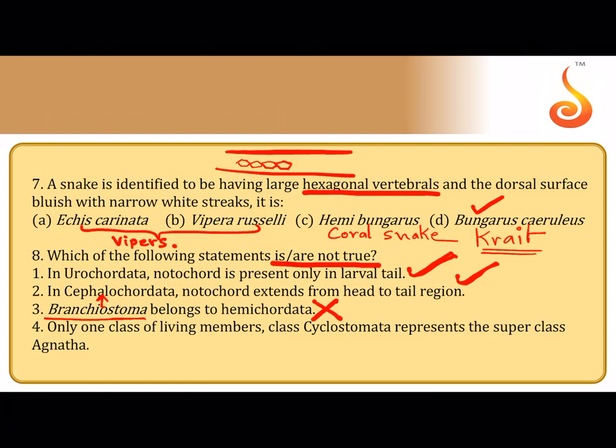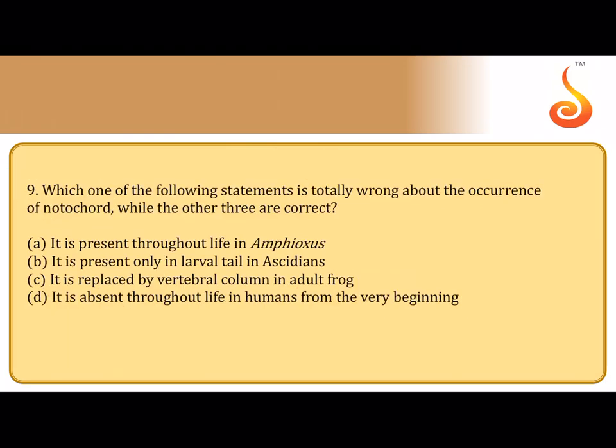Okay, only one class of living members today, class Cyclostomata, represents the superclass Agnatha. Now it is not a superclass Agnatha, it is division Agnatha. So this is also correct, because under Agnatha we have only one living class, which includes Petromyzon or lamprey as well as Myxine or hagfishes today. So the only option that is incorrect is the third option over here. So here it was the last option. And for the eighth one, the third option is incorrect, because Branchiostoma belongs to Cephalochordata.